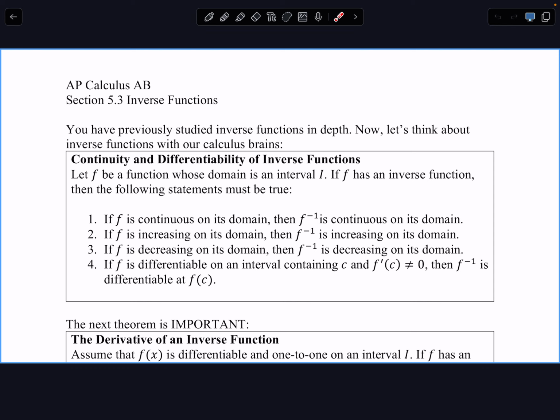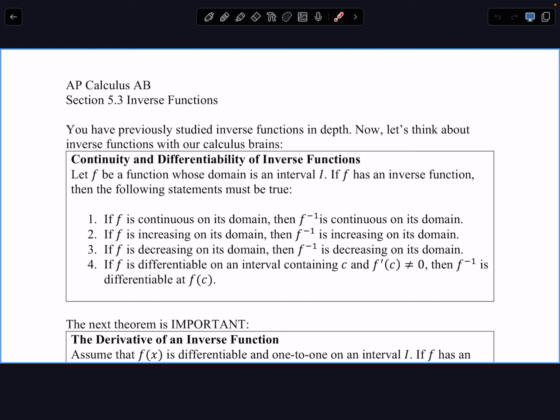Let's think about this. If I took a different number, C, and I input C into f, and let's say it also had an output of B. It's still a function though, because every input corresponds to exactly one output, right? If I were to take B and input it into its inverse, what would it output? A or C? Both. Well, then it's not a function, right?